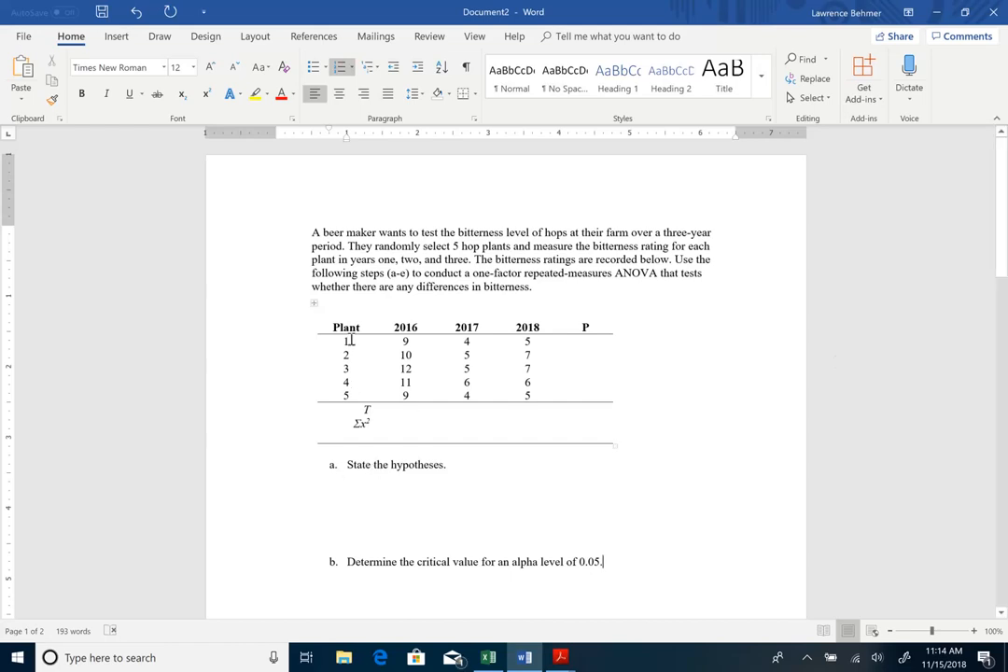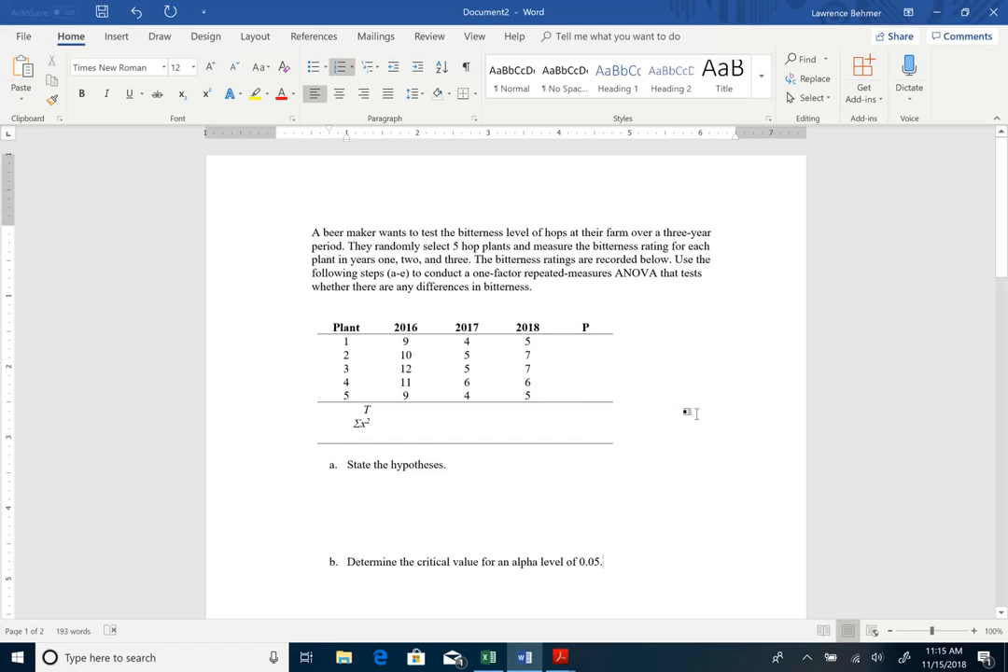So here's the data, right? So plant 1 in 2016 had a bitterness rating of 9, 2017 had a bitterness rating of 4, and 2018 had a bitterness rating of 5. So these are the 3 values that this one plant produced over the 3-year window, right? So we've got one sample here of 5 plants. Here's their data for 2016, 2017, 2018.